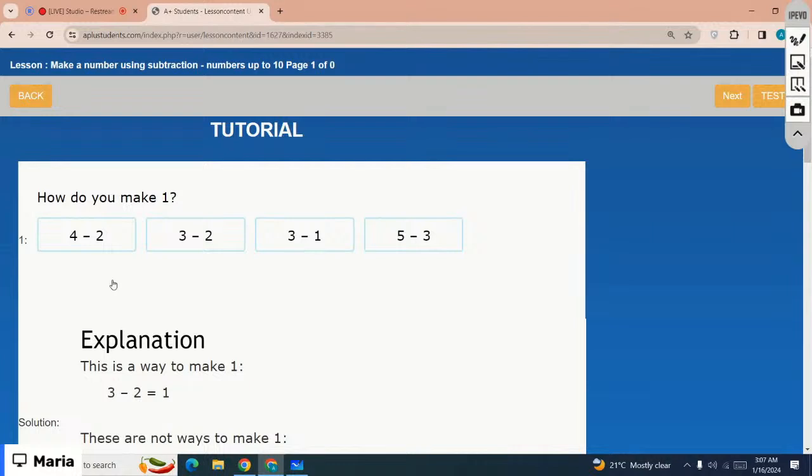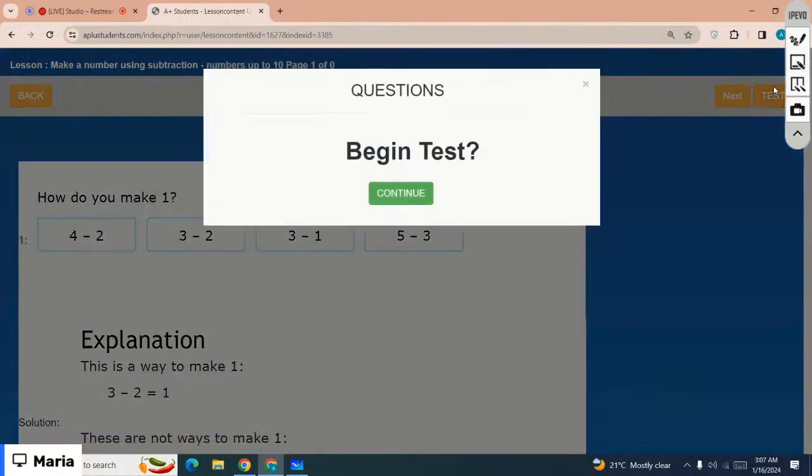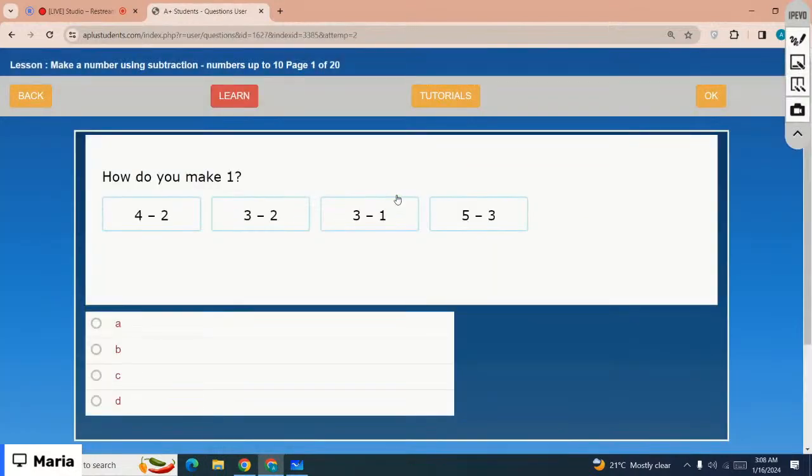The basic concept is subtraction. You have to learn which two numbers when subtracted make one. You are given more than one option. You just have to see which option makes one. Okay, here is the same one. How do you make one? You are given four options: 4 take away 2, 3 take away 2, 3 take away 1, and 5 take away 3. So you have to see which option makes one.